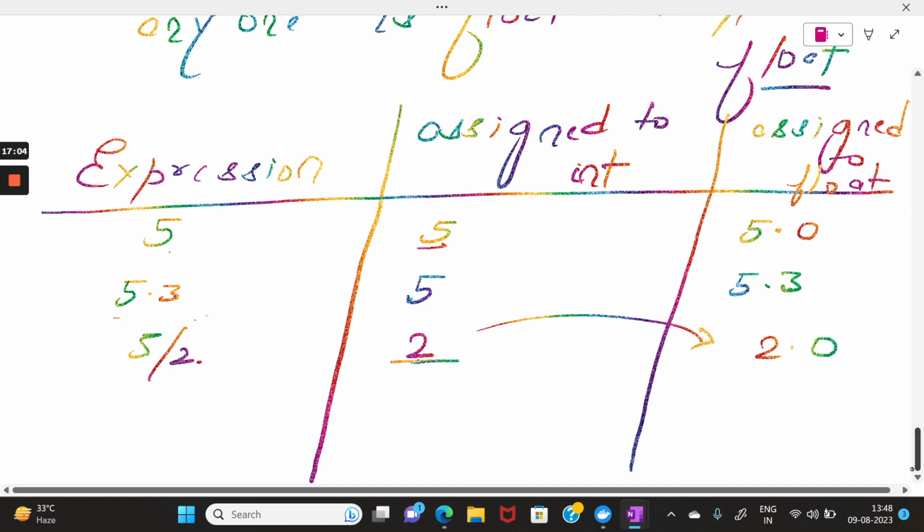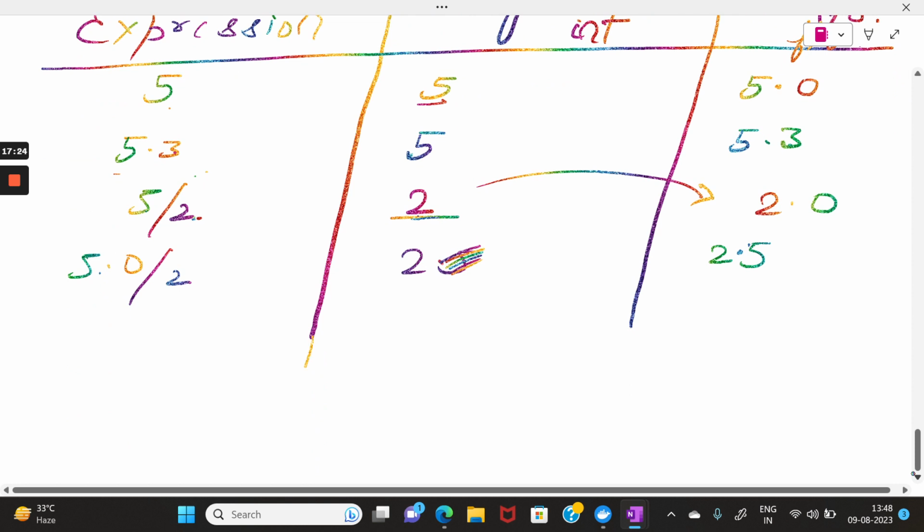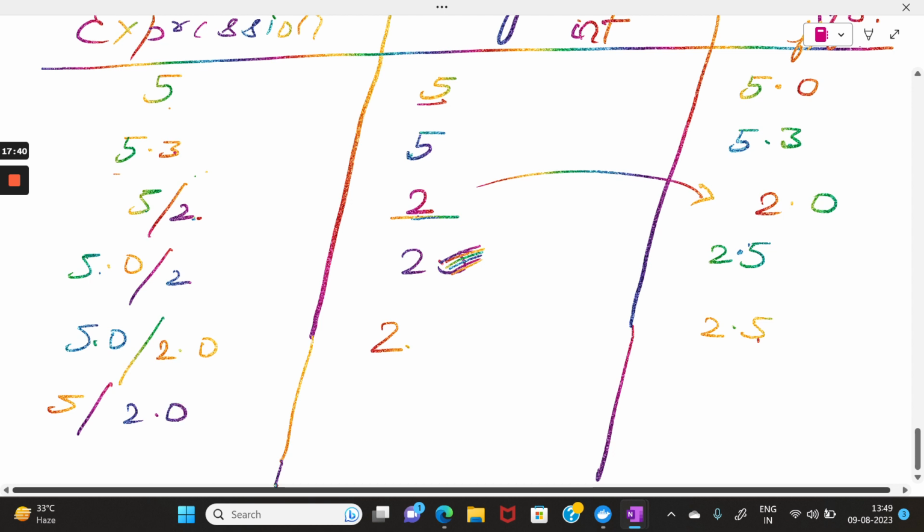It won't compute it as 2.5 because neither of them is a float. Similarly, if it is 5.2 upon 2, it will be 2.5 since one of them is float. In the integer part it is only assigning 2, and in the float part it is assigning 2.5. Okay, let's come to the next. If it is 5.20 upon 2.0, the integer part will be 2 only, the float part will be 2.5. If it is 5 upon 2.0, the integer part will be 2, the float part will be 2.5.